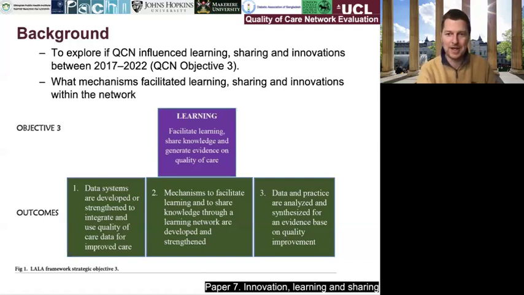The 2nd L, learning, shown in the figure here: facilitate learning, share knowledge, and generate evidence of quality of care. And there are 3 outcomes, one on data systems, one on mechanisms to facilitate learning and sharing, and one on analyzing data and practice and synthesizing that for an evidence base on quality improvement. In this paper, we also wanted to investigate the mechanisms that facilitated learning, sharing, and innovations within the network.